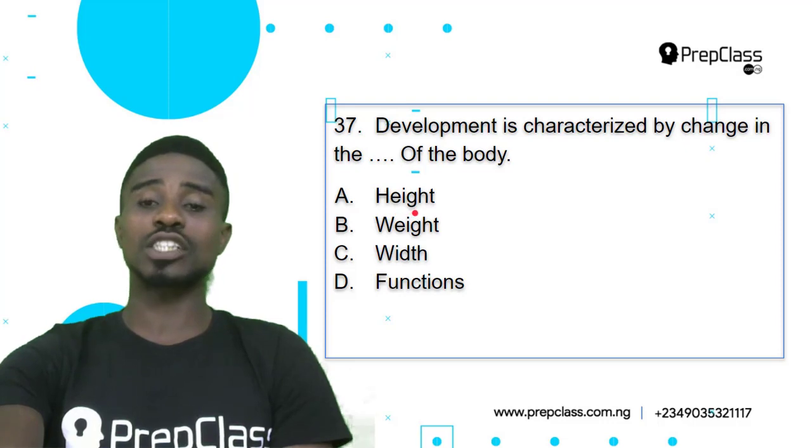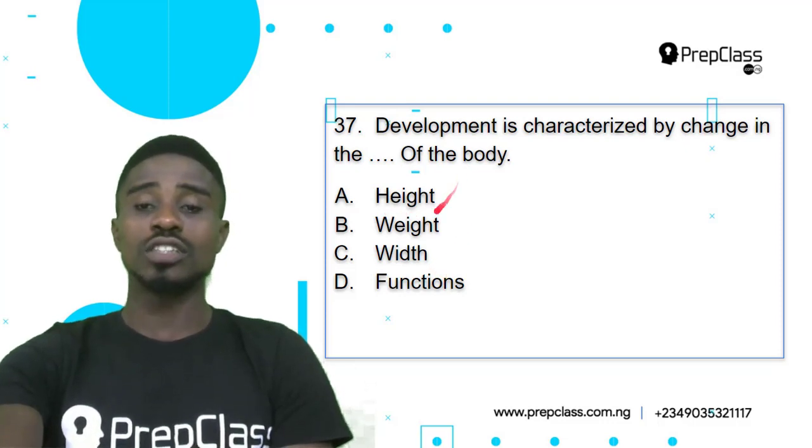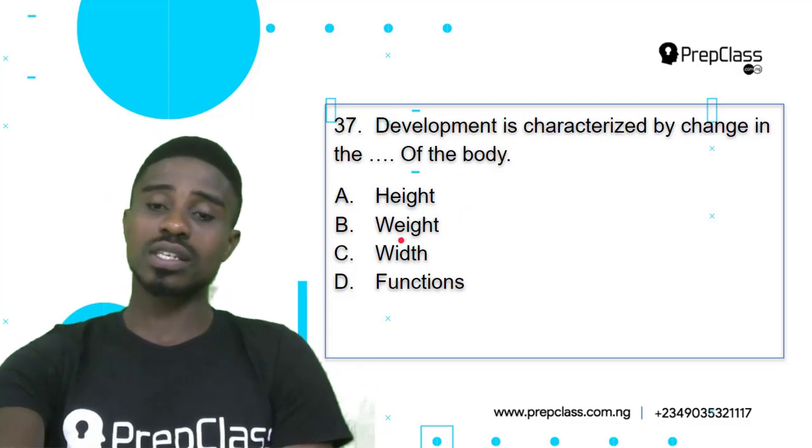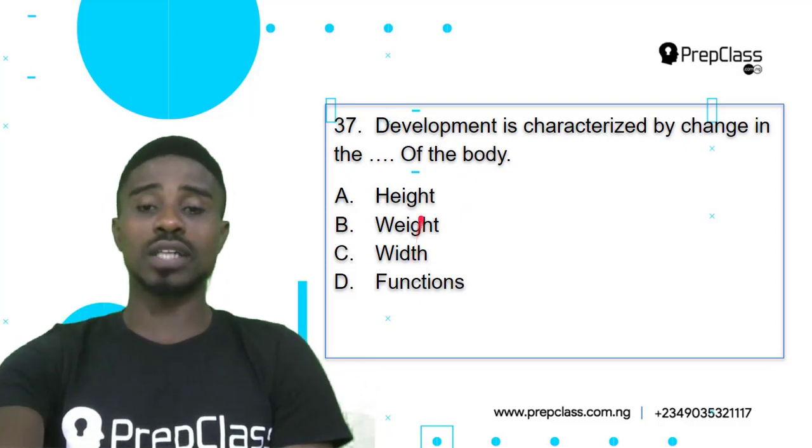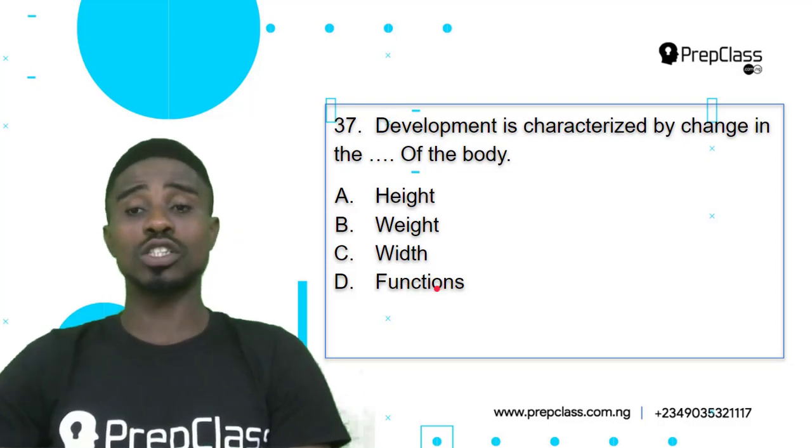Development is characterized by change in the functions of the body, not just the height, the width, or the weight. All of these pertain to growth, but the functions of the body is the major characteristic of development. Let's check it out.